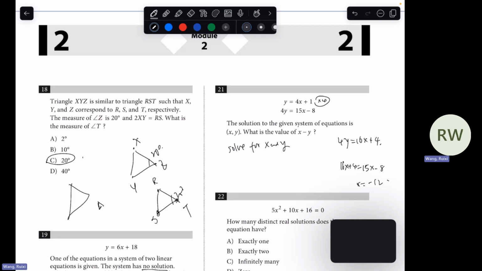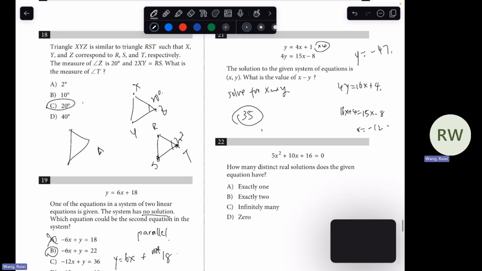Okay. Which means that your y equals what? Negative 47. Okay. Yeah, so there are multiple ways of solving this, but just pick whichever you think will be the most efficient, right? The answer will be 35.